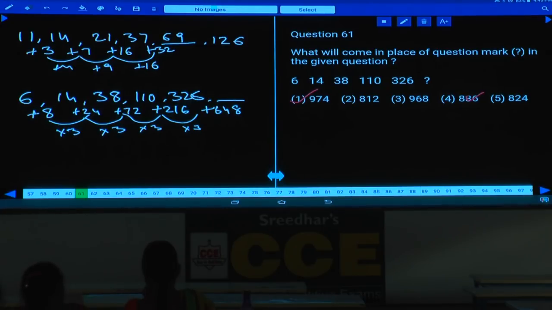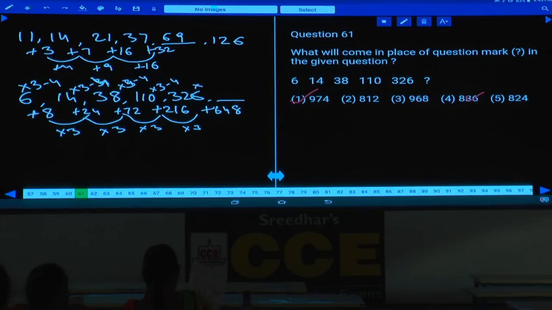Or else you can work out this way. 6 into 3 is 18 minus 4 is 14. 14 into 3, 42 minus 4 is 38. 38 into 4 is how much? 30 into 4 is 90, and 8 into 4 is 24, so 114 minus 4. Isn't it? Next one, 110 into 3 is how much? 330. Minus 4 is 326.